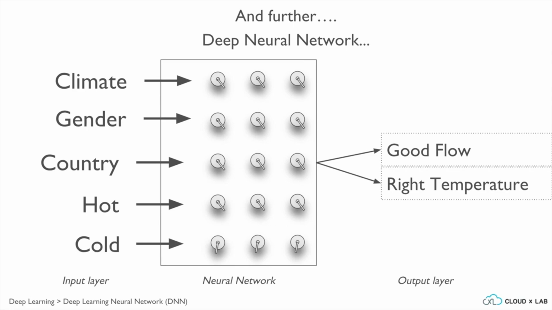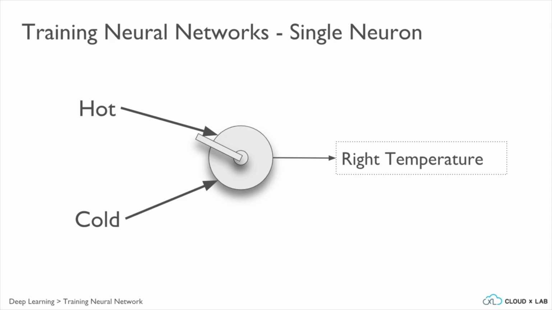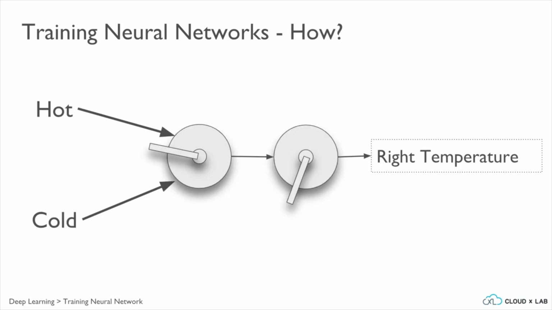We have seen that training a single neuron can be easily done using gradient descent, but how can we train a network that has two knobs or two neurons? Imagine the same scenario in the context of neural networks and think of these two knobs as neurons. Let's see a simplified version of a neural network. We have the same two inputs, hot and cold, and our objective is to get the right temperature.